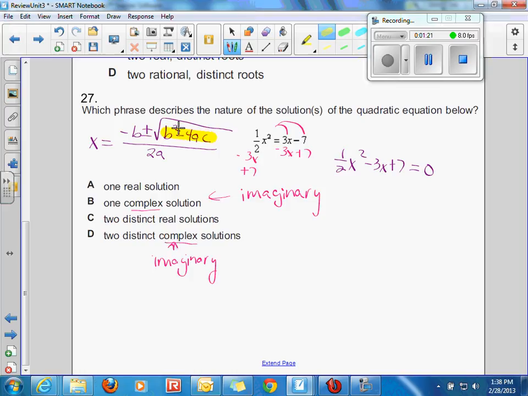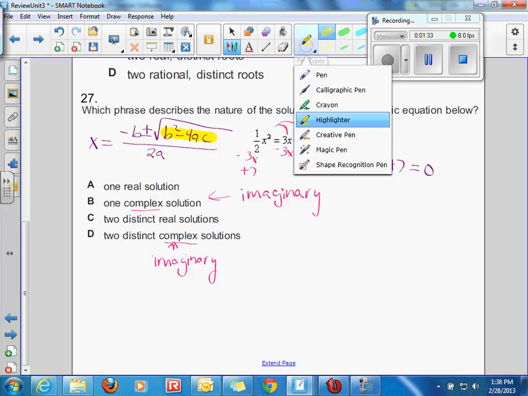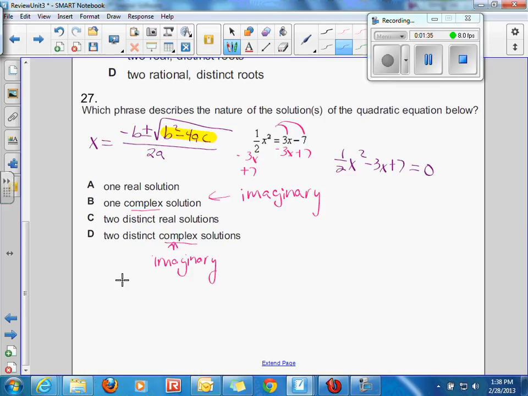If the discriminant is negative, you will have 2 imaginary solutions. If the discriminant is positive, you have 2 real solutions. And if the discriminant is 0, you will have 1 real solution. So I'm going to use a D to talk about that. So if D is positive, 2 real answers. If D is negative, 2 imaginaries. And if D is 0, 1 real answer.